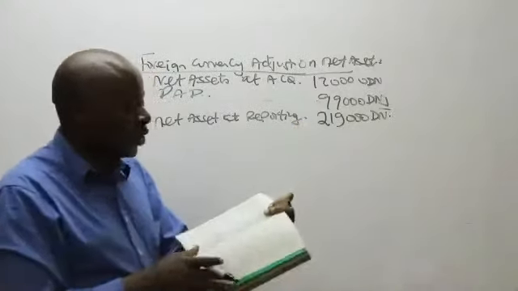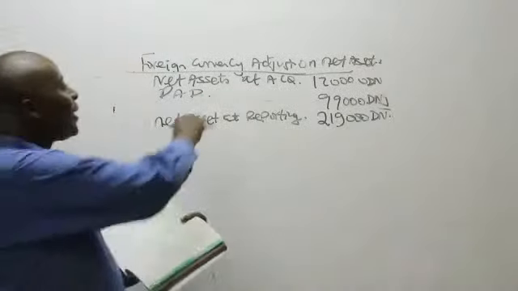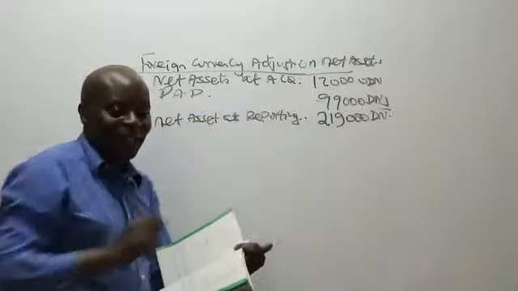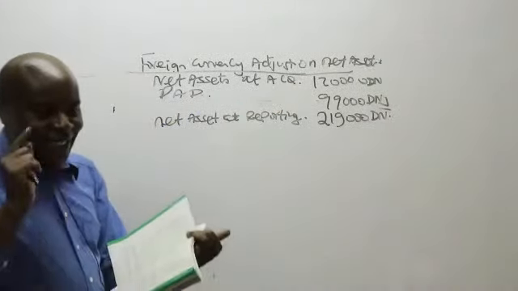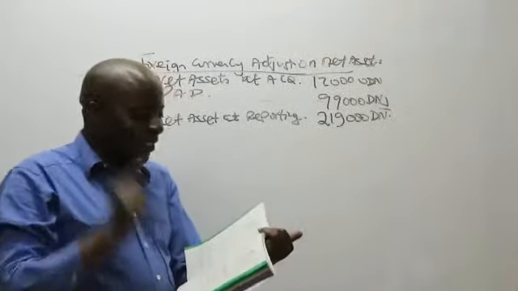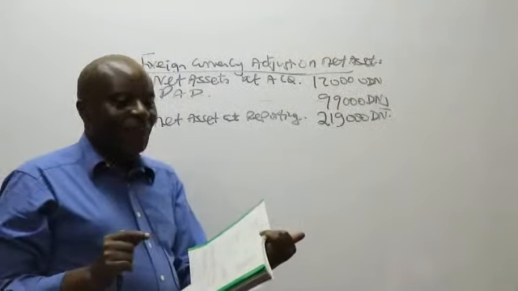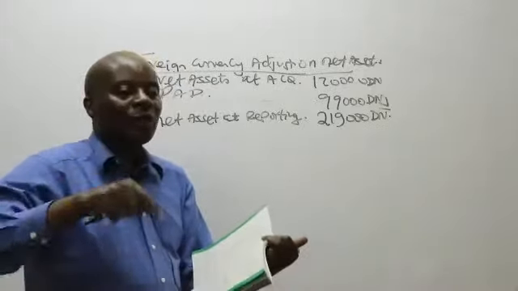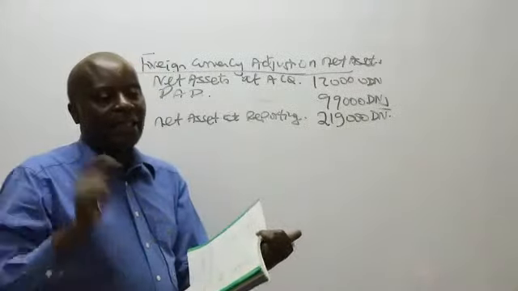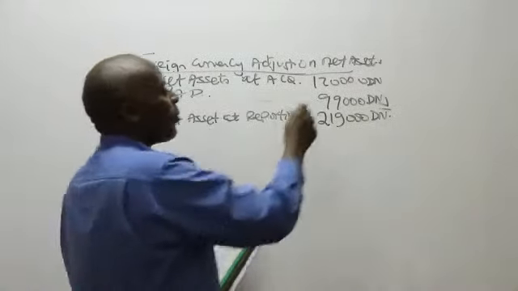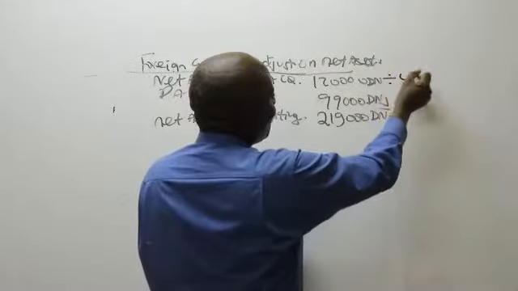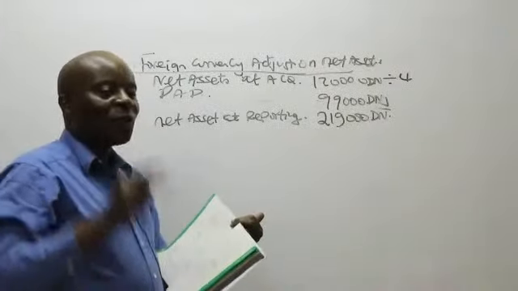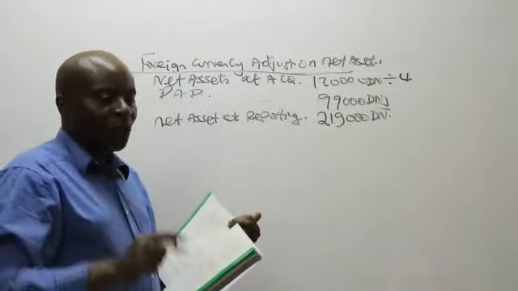So I would want a good student to tell me, this net assets at acquisition, what do you think is the most appropriate exchange rate we should use? Very good. It is the exchange rate at acquisition, the starting rate, which you told me is 4. You had already told me, teacher, that we divide. So here we divide by 4. I don't know if you saw that. So net assets, use the starting rate.